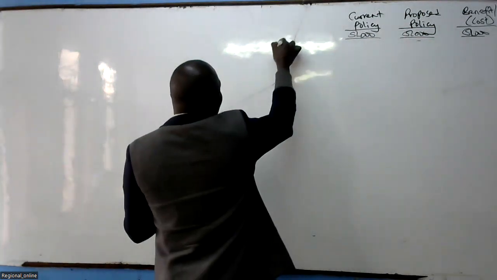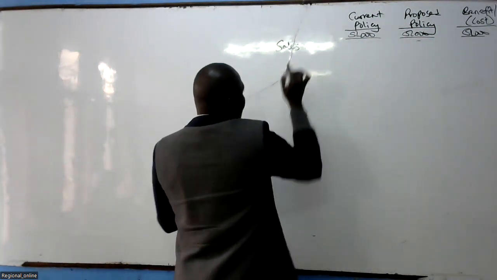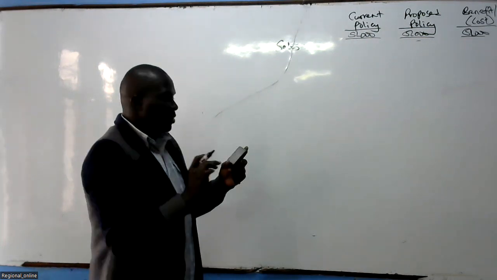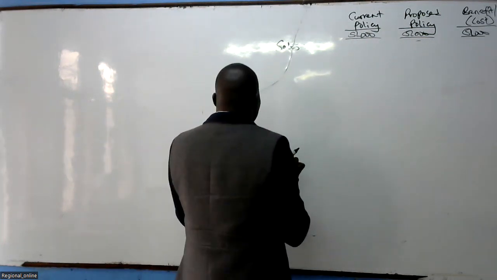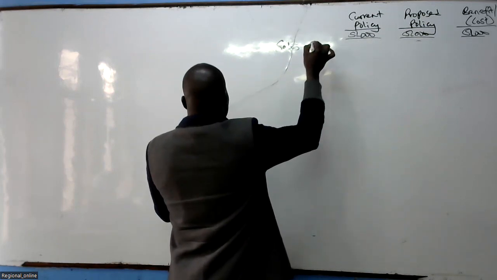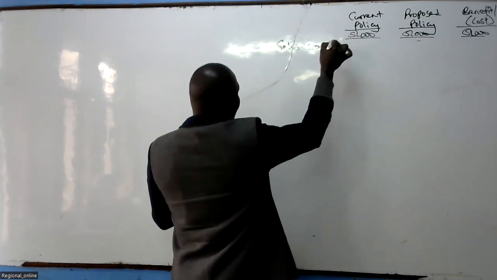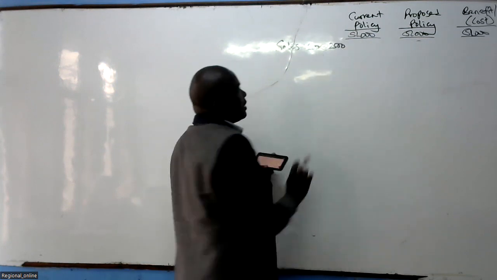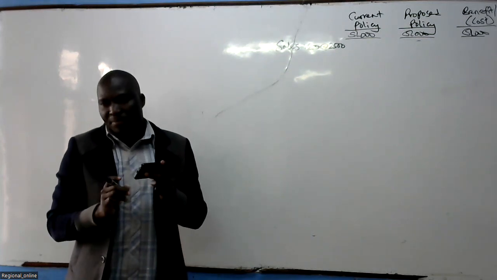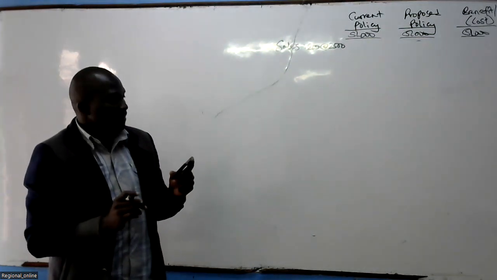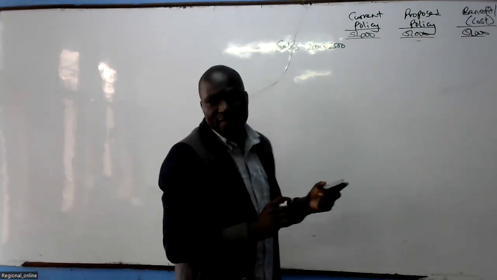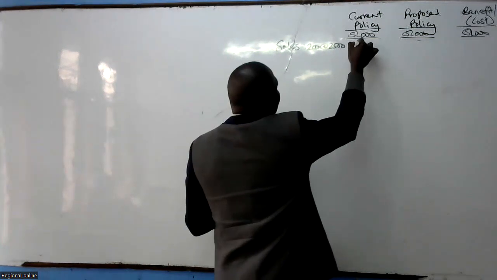So we start with our sales. Currently, we are selling 200 units, right? 200 units, and each unit is selling at how much? 2,500. So sales currently are how much? We're putting them in thousands of shillings. 500,000.